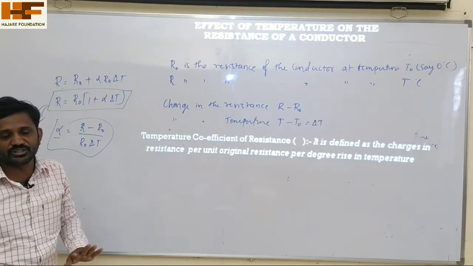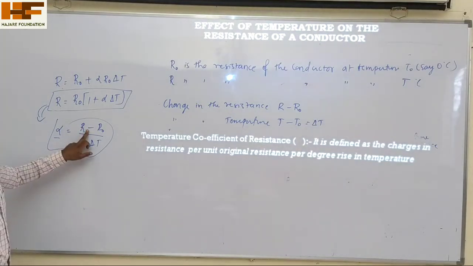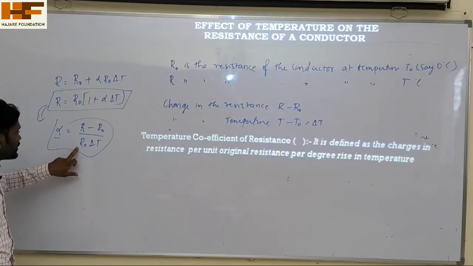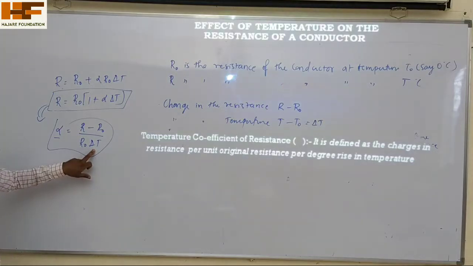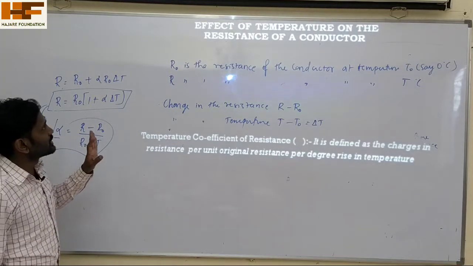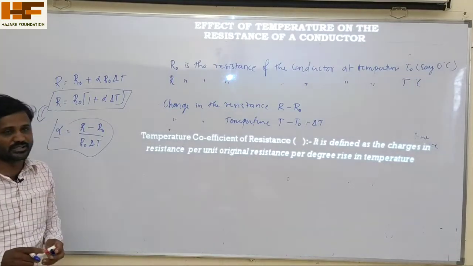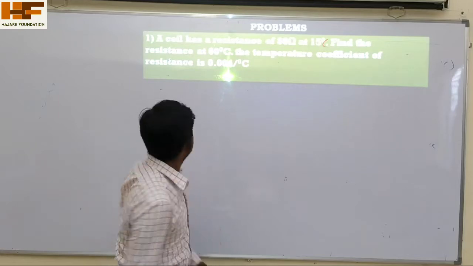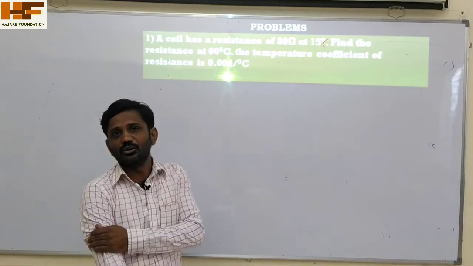The temperature coefficient of resistance is defined as the change in the resistance, or increase in the resistance, per unit original resistance per degree rise in the temperature. We call it the temperature coefficient of resistance. Okay. Now we solve some problems on the basis of the formula R is equal to R naught into 1 plus alpha into delta T.